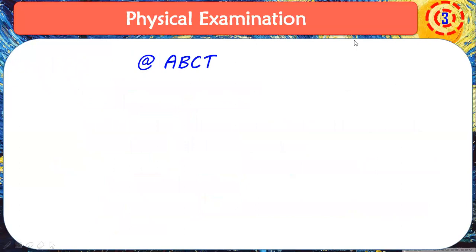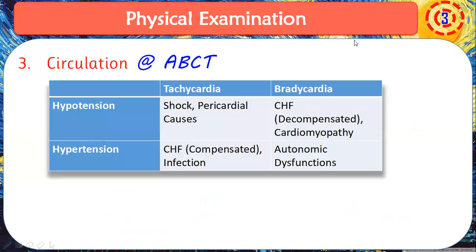The next thing that we see is circulation. In circulation, we have two things. The first one is blood pressure. The next is pulse rate. So keeping this in a table: if there is hypotension along with tachycardia, then the cause could be shock or some pericardial causes such as restrictive pericarditis, cardiac tamponade, or pericardial calcifications, etc.